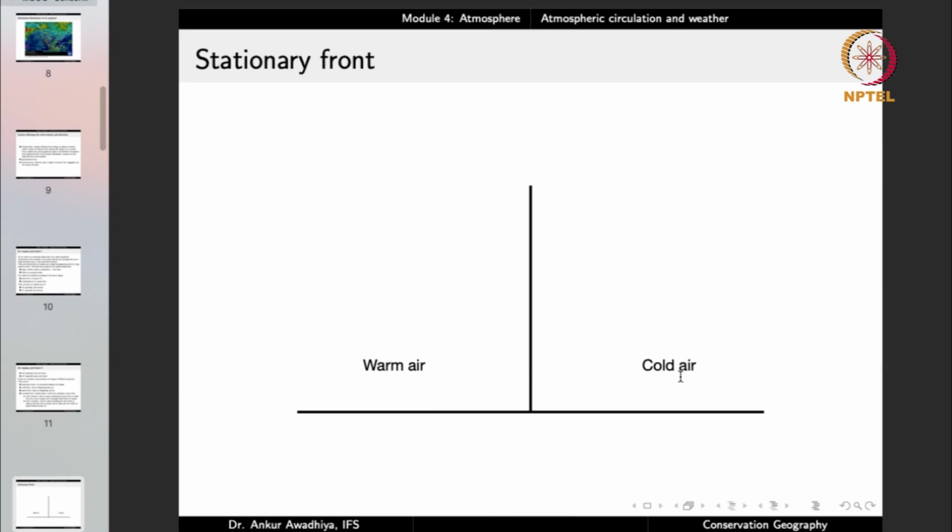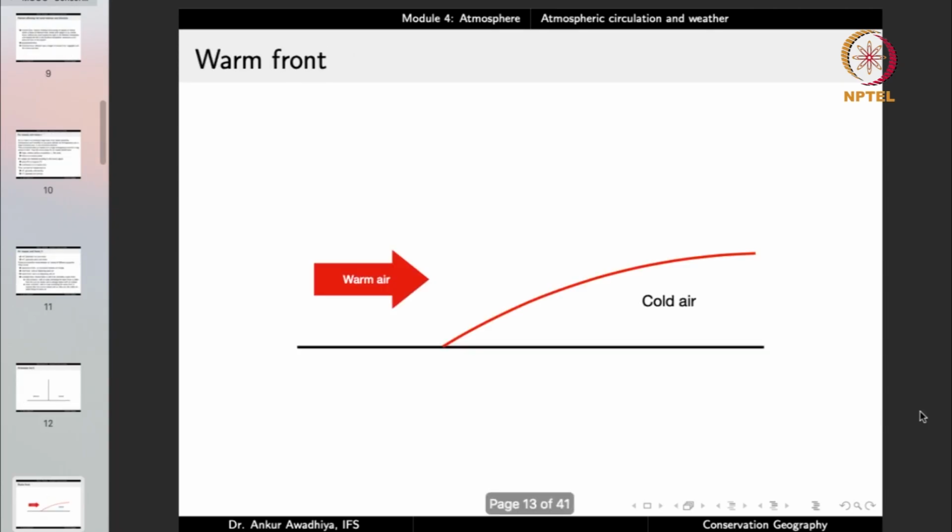So this is a stationary front. You have warm air and cold air, and there is no movement. This is a warm front. The warm air is pushing against the cold air. The warm air being lighter, it gets on the top and it creates a gently sloping front, which is the warm front.